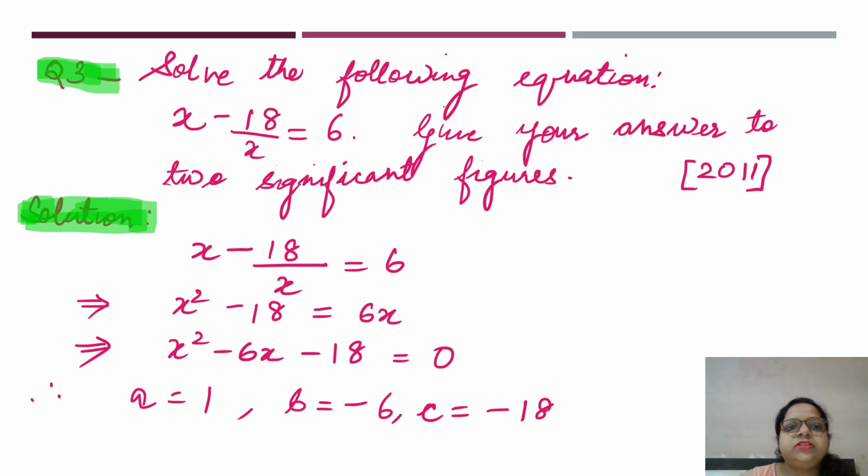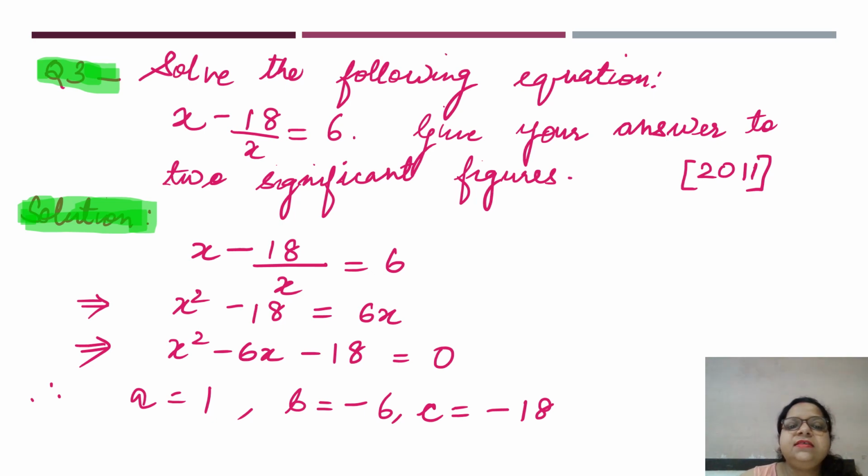Coming to the third question, children, it says solve the following equation: x minus 18 upon x is equal to 6. Give your answer to two significant figures. Significant figures is different from decimal places. Significant figures means there should be only two digits in your answer. Okay, only 2 digits in your answer. This question was asked in the 2011 exam. So let us go through the solution.